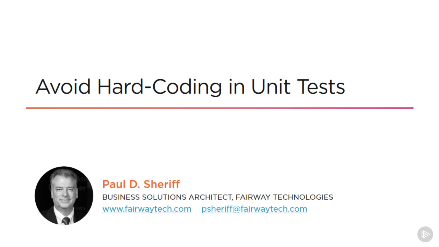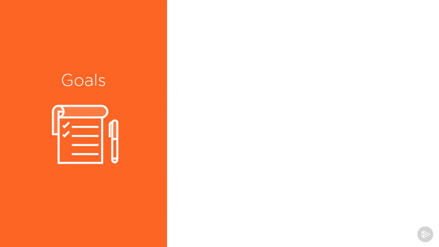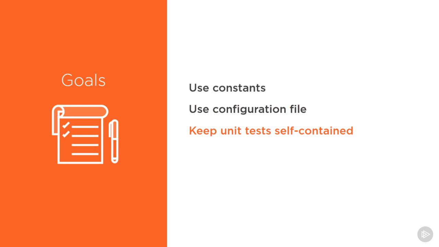This module is Avoid Hard Coding in Unit Tests. Our goals for this module are to learn how to use constants and use a configuration file, basically help keep our unit tests as self-contained as possible. In addition, we're going to take a look at the test context property, which we'll use in many of the later modules.